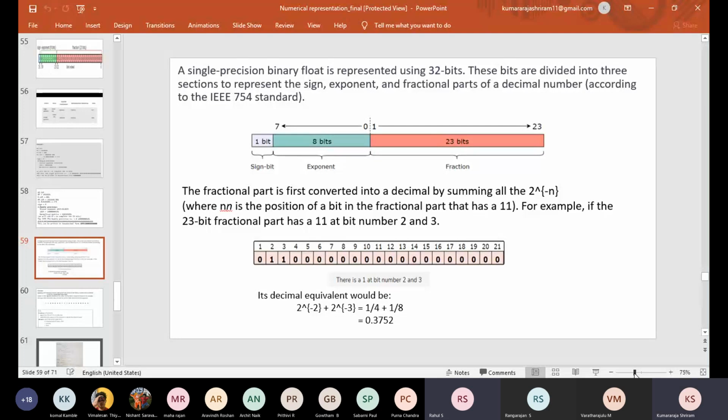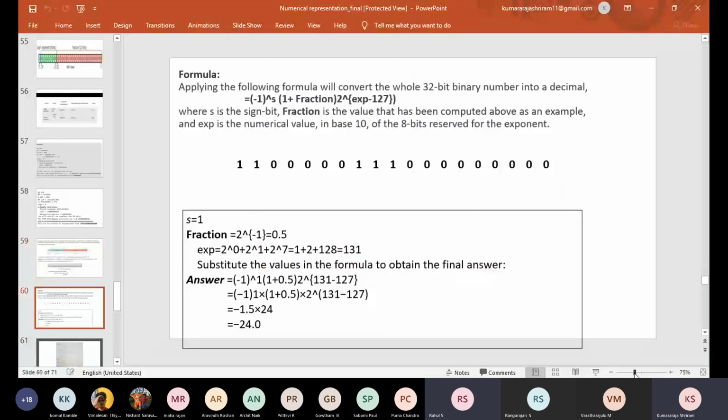Next slide, Kumar. Yeah. So the formula for converting a single precision number into a decimal number is minus 1 power sign, where sign is either 0 or 1, times 1 plus fraction, times 2 power exponent minus 127. Here I have given an example with this long digit string. You can see the sign is 1, so it's negative. So we put it in the formula as minus 1 power 1, so it will be negative 1.